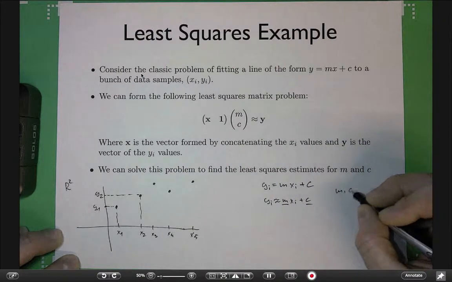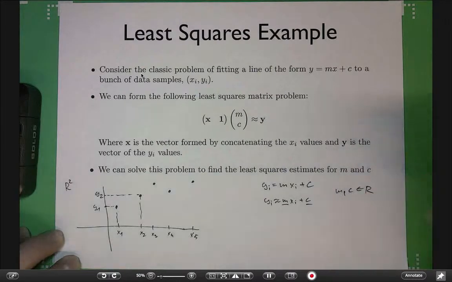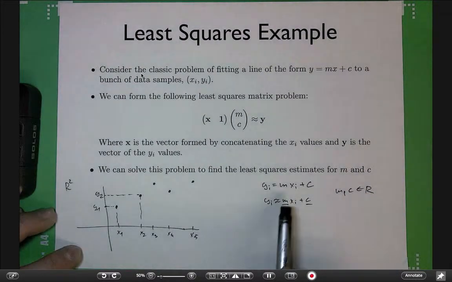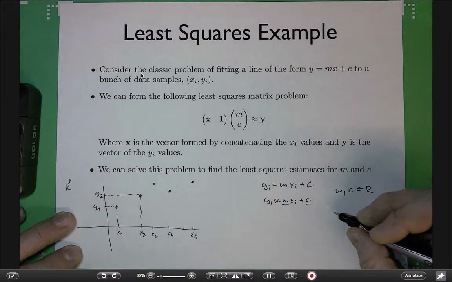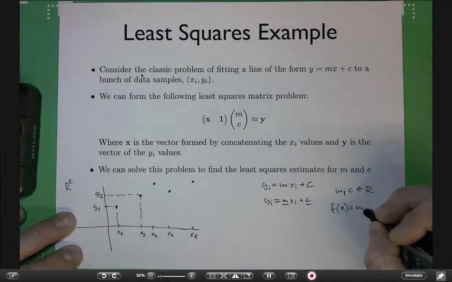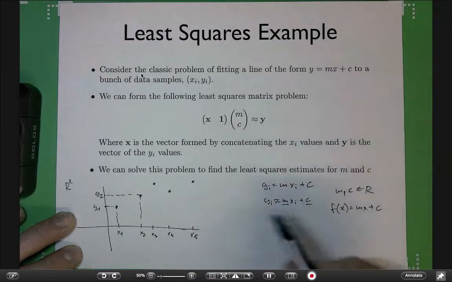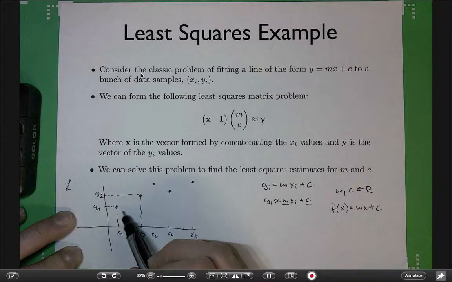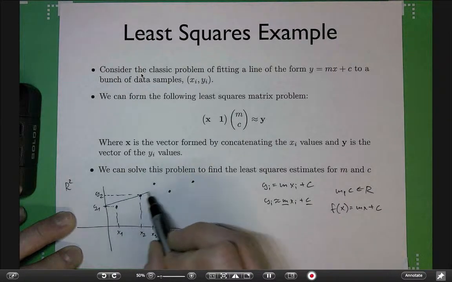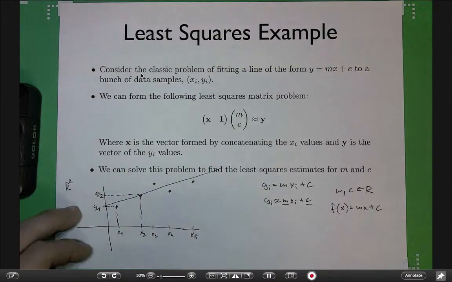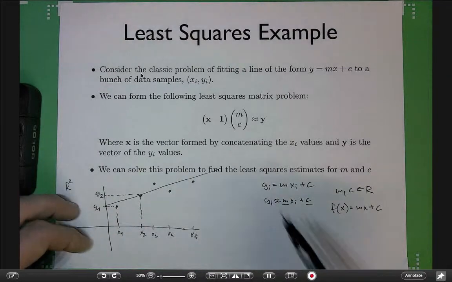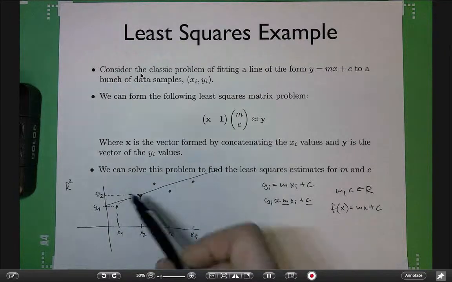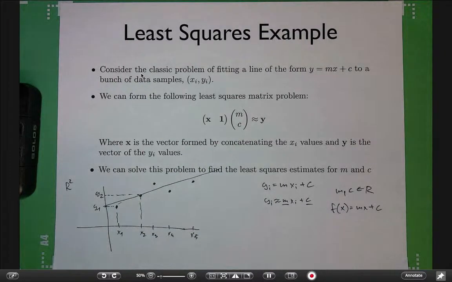I want to find these unknown m and c parameters. So m and c are just real numbers, and I have to find them such that the line defined by m and c, the line f(x) = mx + c, will be as close as possible to passing through these points. So I want to find a line that looks something like this, not a line that's somewhere else crazy, but a line that, if the points were exactly on one line, would be the solution.